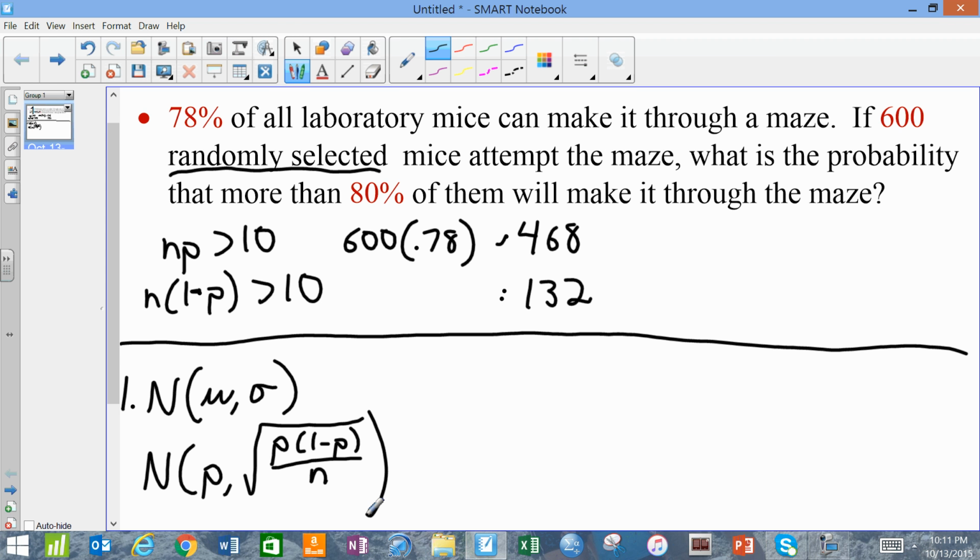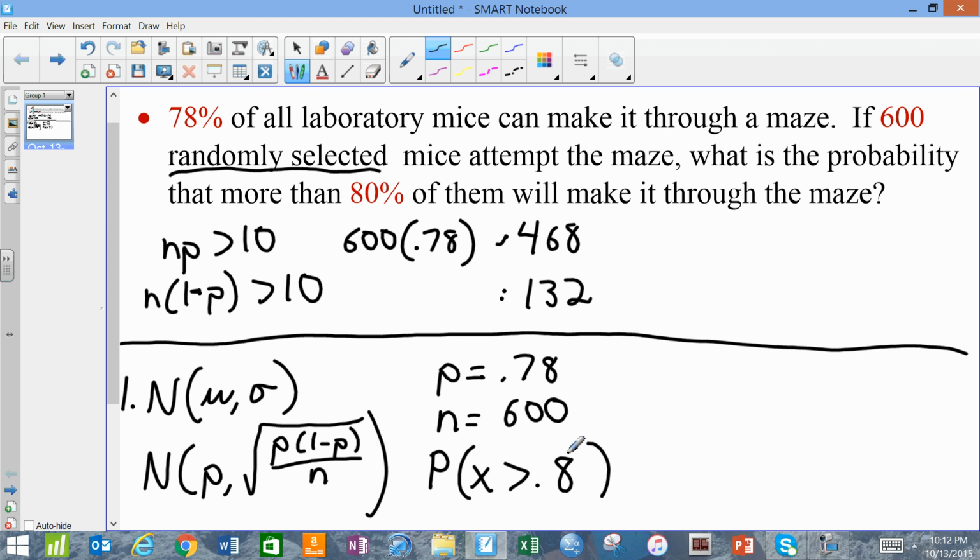So for this first step, let's first figure out what information we have. And they're always going to give us a p and an n, and they're always going to ask us what probability we're trying to determine. So in this situation, our p, or the proportion they give us, is 0.78, because they're already telling us that the population proportion is about 78% that can make it through. We're sampling 600 mice, and we want to know what is the probability that more than 80% of mice will make it through. So we want the probability that x is greater than 0.8.